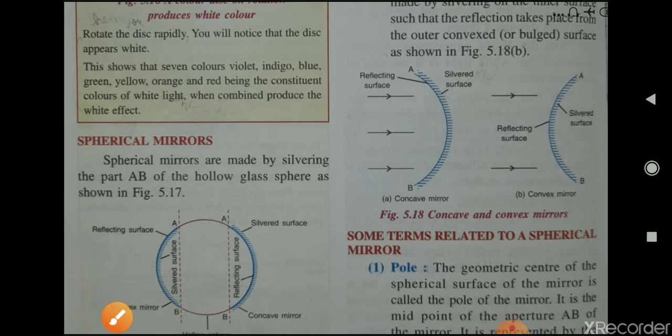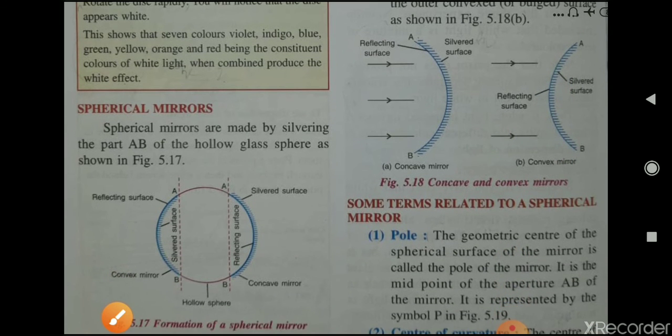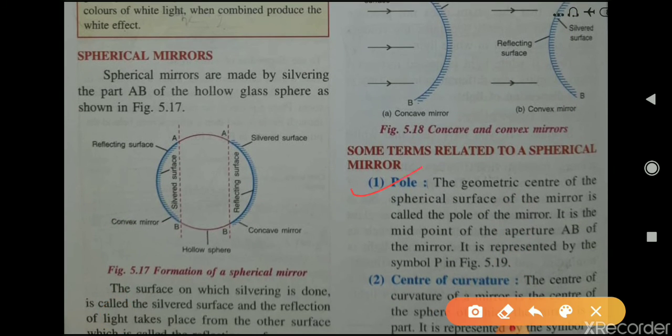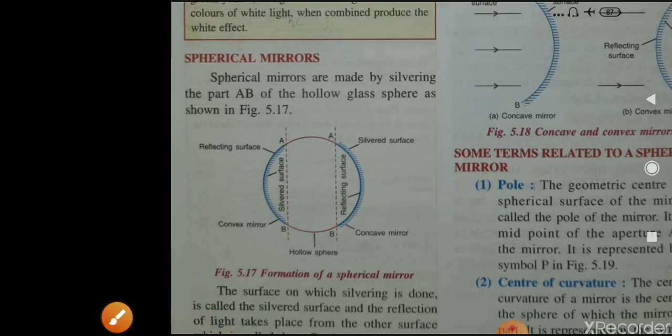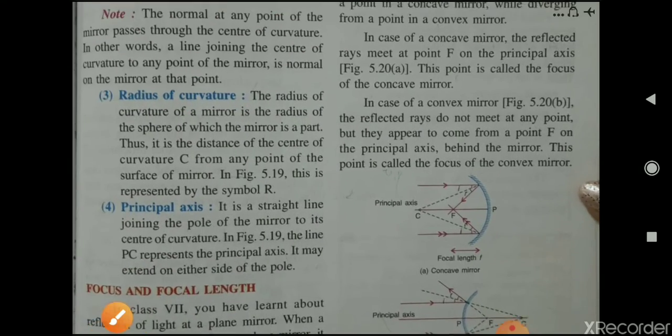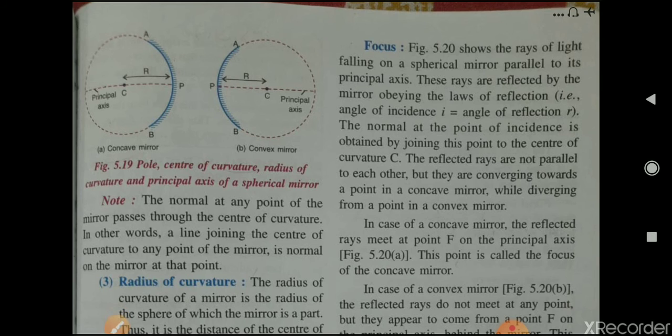Now some terms related to a spherical mirror. First one is the pole. The geometric center of the spherical surface of the mirror is called the pole of the mirror. It is the midpoint of the aperture AB. As you can see in this picture, the midpoint of the aperture AB is the pole, this one in the case of a concave mirror, and this in the case of a convex mirror.